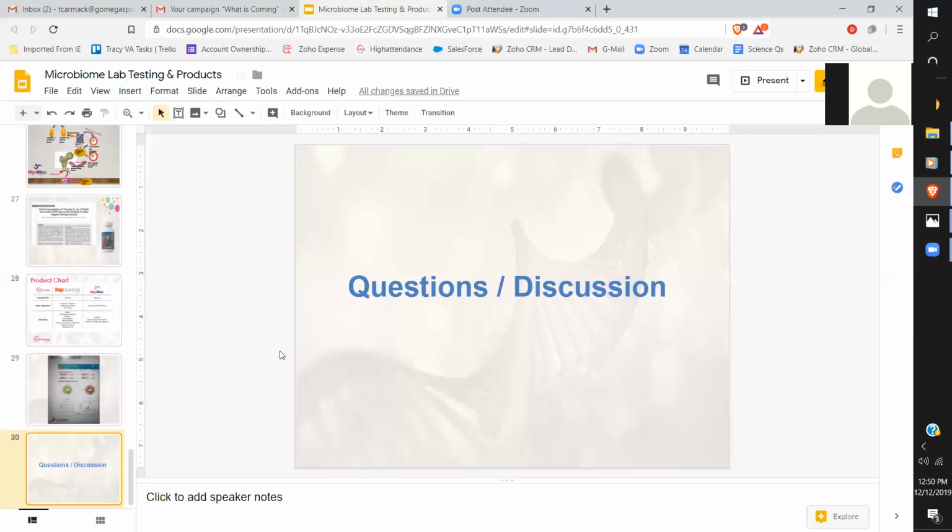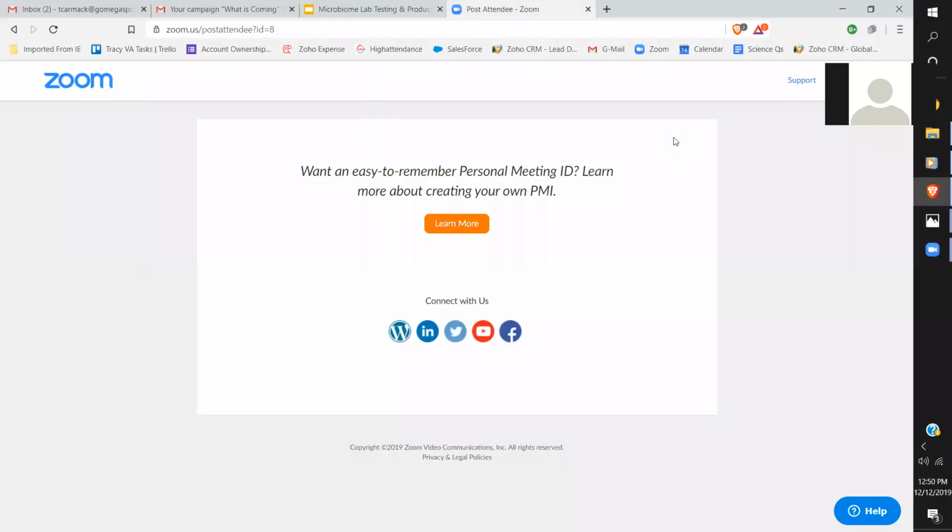So the 16S just looks at bacteria. Whole genomic sequencing looks at bacteria, fungus, viruses, and protozoa. There's another organism that is in the amoeba family. So I'll have to get back with you on that.